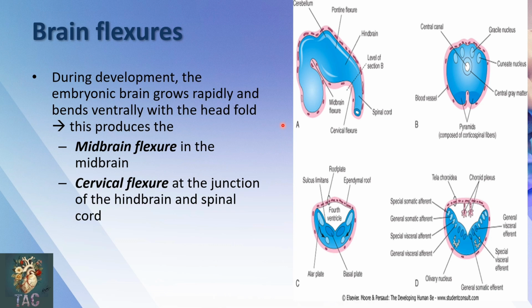Initially during development, the embryonic brain grows rapidly and bends ventrally with the head fold. In this diagram you can see the bending and folding of the embryonic forebrain, and as a result a flexure is produced which is called the midbrain flexure, also called the mesencephalic flexure. Also, at the junction of the myelencephalon and the spinal cord, because of the differential growth rate, another flexure forms, and this is called the cervical flexure.